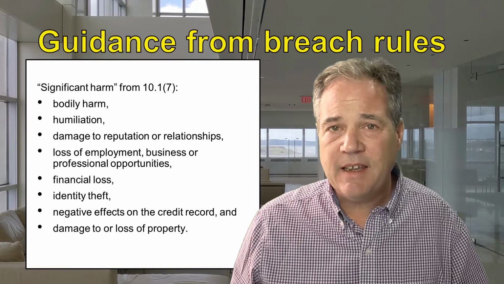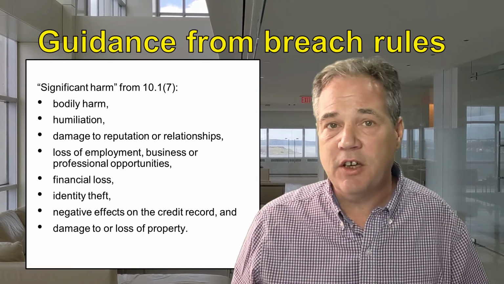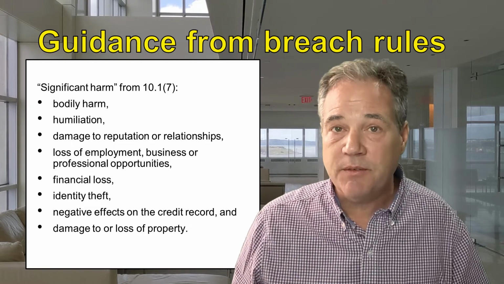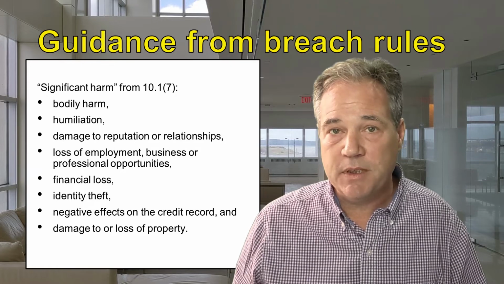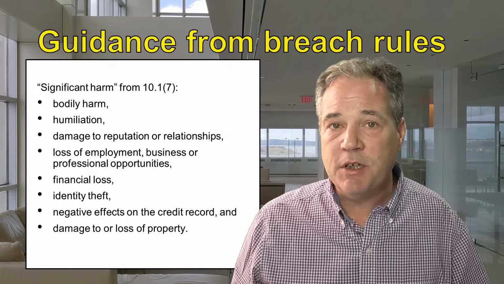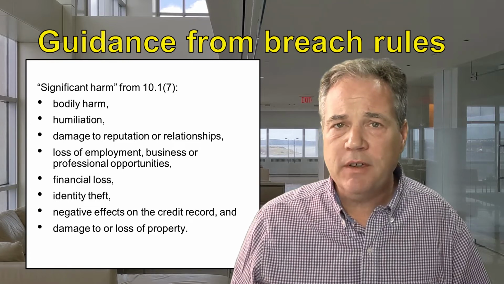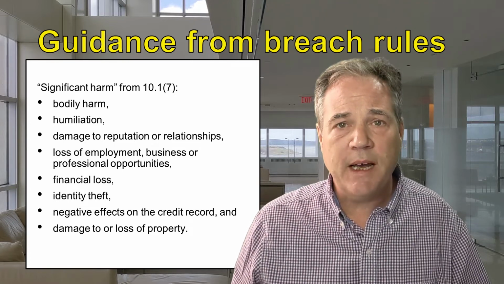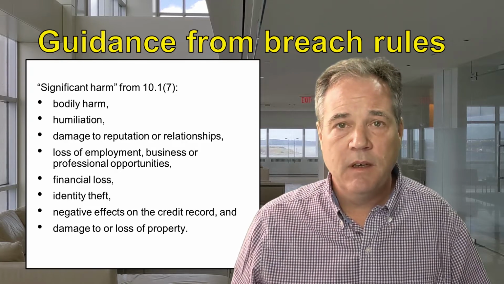Financial loss, identity theft, negative effects on the credit record are harms that are often considered in the context of breaches involving financial information or information that could be used to impersonate somebody for identity theft purposes. And it ends with damage or loss to property. So this gives us a pretty good list of the sorts of harms that one would have to consider, which can help inform us about the idea of sensitivity.